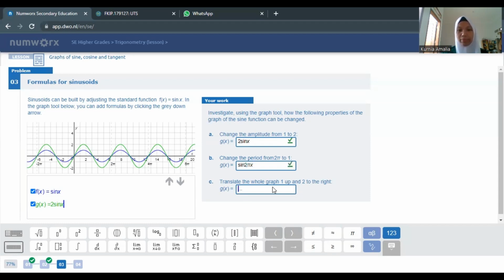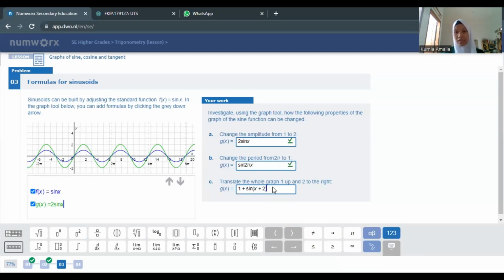And then C, translate the whole graph up 1 and 2 to the right. So we want to shift the graph 1 up and 2 right. To shift the graph up, we can give it an equilibrium state of 1. So 1 plus sin x plus 2.